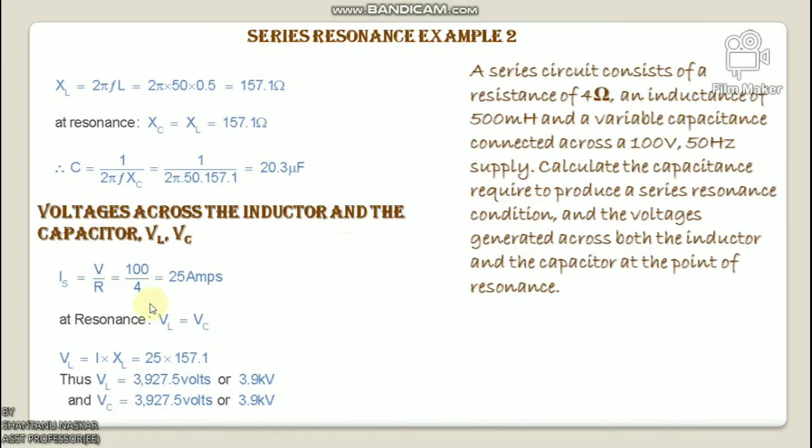So the voltage across the inductor and the capacitor, VL and VC, we have to calculate. So we know that I equals V by R, which equals 25 amperes. So VL equals I into XL, which is 25 into 157.1. Because VL equals VC, VL equals 3927.5 volts or 3.9 kilovolt, and VC is the same, 3.9 kilovolt. So this is all. Very simple mathematics. If you know the series resonance circuit perfectly, it will be very easy for you.